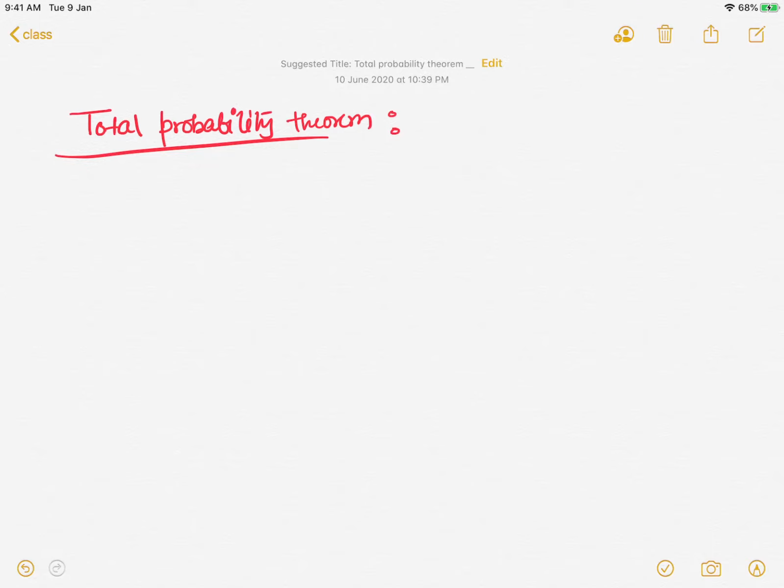Total probability theorem. To understand total probability theorem, you have to see the conditional probability. First, you have to understand the conditional probability.